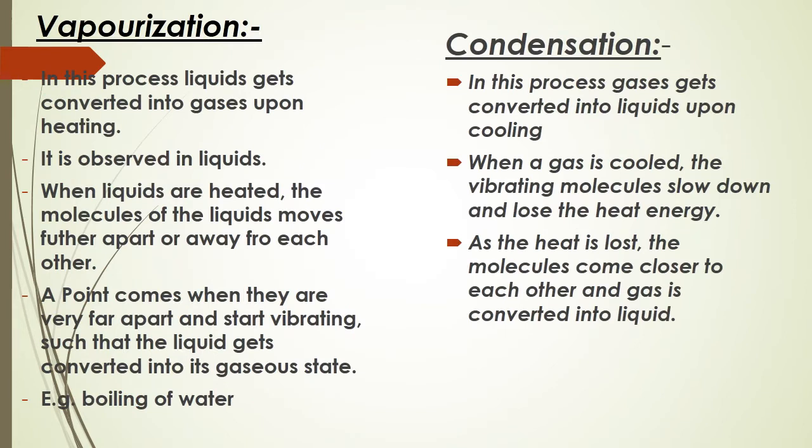The next topic is vaporization or boiling. Now what happens when liquids are heated? The molecules of the liquid move further apart from each other. At a certain point, this temperature is known as the boiling temperature, which is fixed; every liquid has a specific boiling temperature or boiling point. Now at this boiling point, the molecules move very far from each other and start vibrating, and the liquids get converted into the gaseous state.